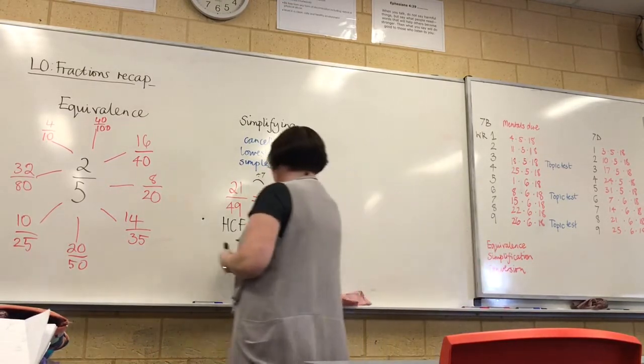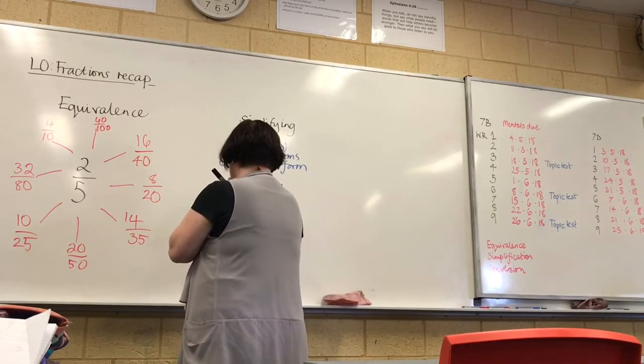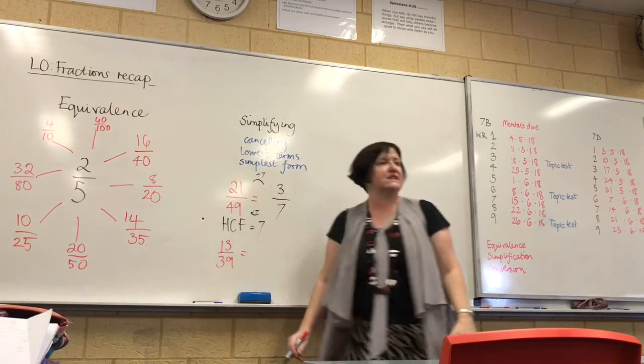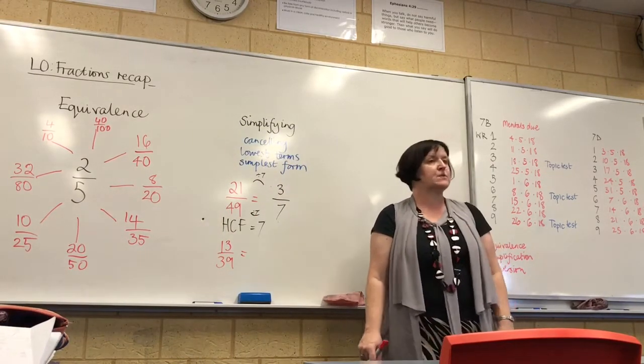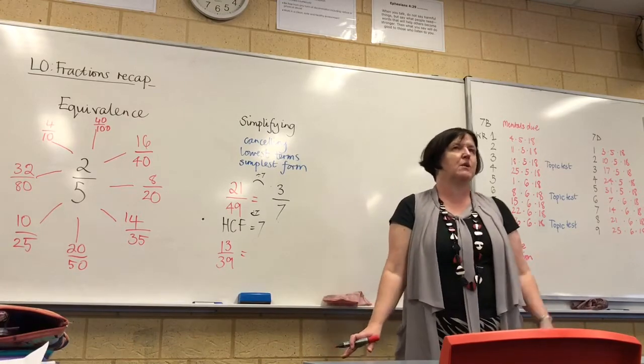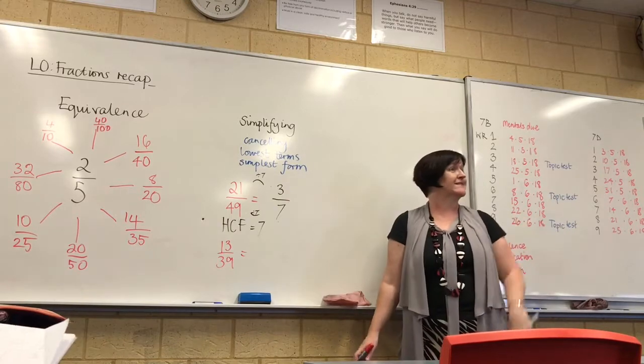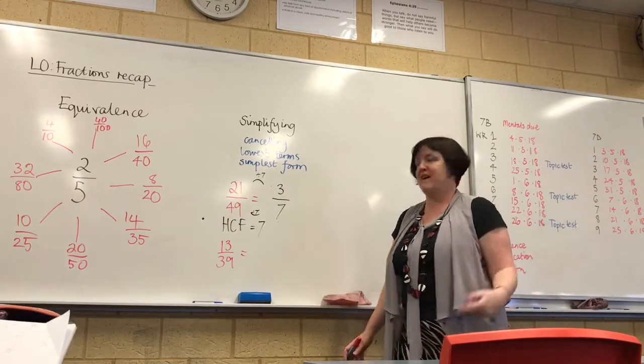Okay? Let's just have a look at another one. 13 over 39. Now this one, you might think, won't be any common factors because 13 is a prime number, isn't it? But then you need to look at the denominator. 13 is the highest common factor.